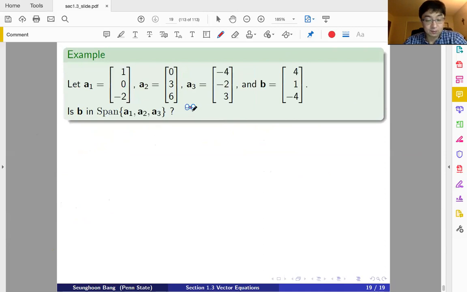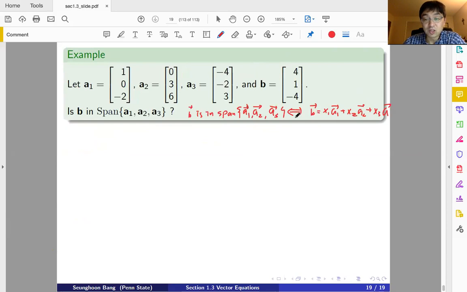Here, vector B is in the span of A1, A2, and A3. So what does it mean? It is equivalent to the vector B being a linear combination x1 A1 plus x2 A2 plus x3 A3. So for some x1, x2, x3, we have a linear combination.